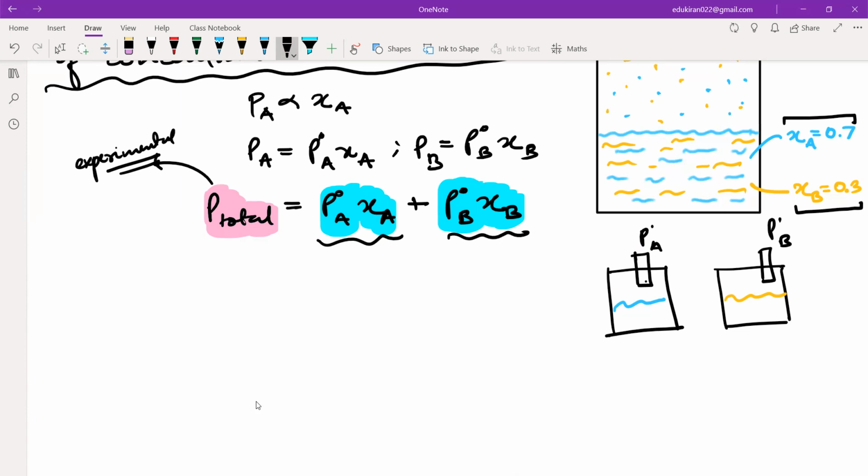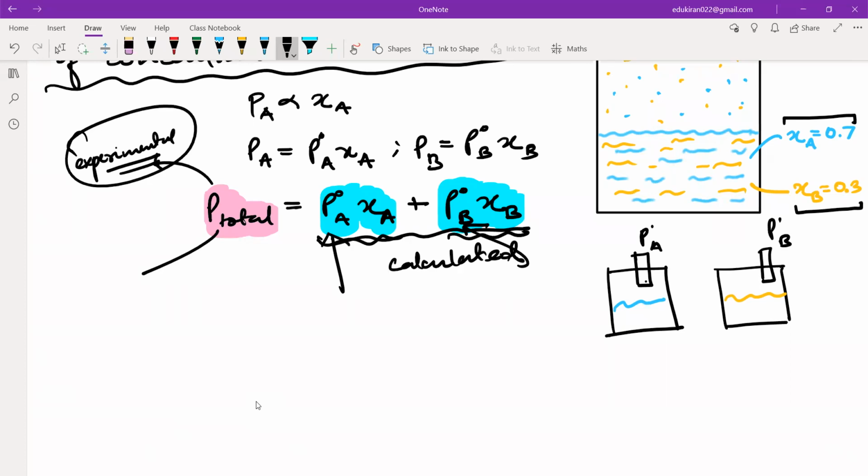Okay. Now, this measured thing is experimental, and this we will say is calculated, because we are taking this P naught A and P naught B from data booklets. If there is any difference between the experimental value and the calculated value, then it is non-ideal.